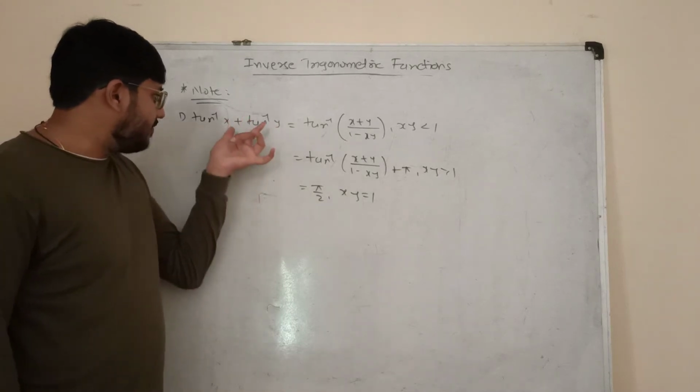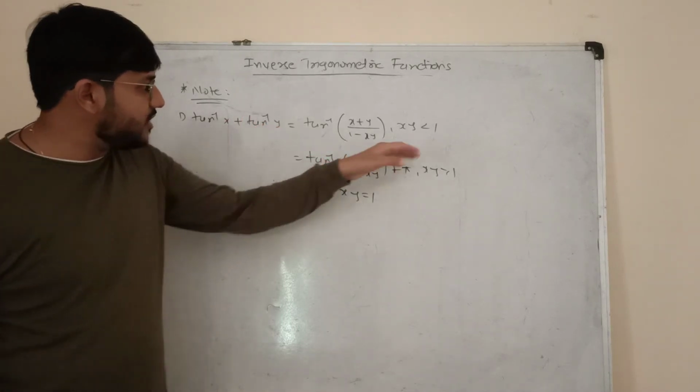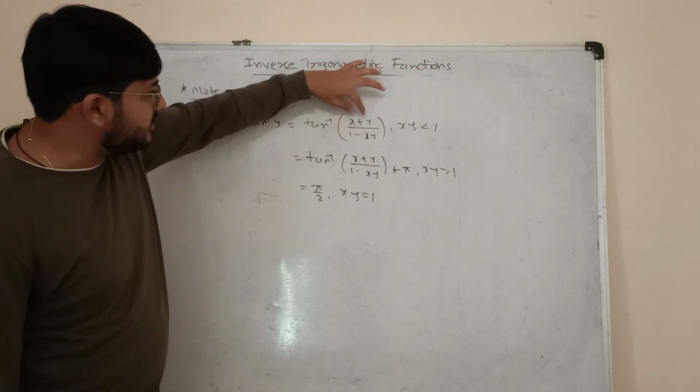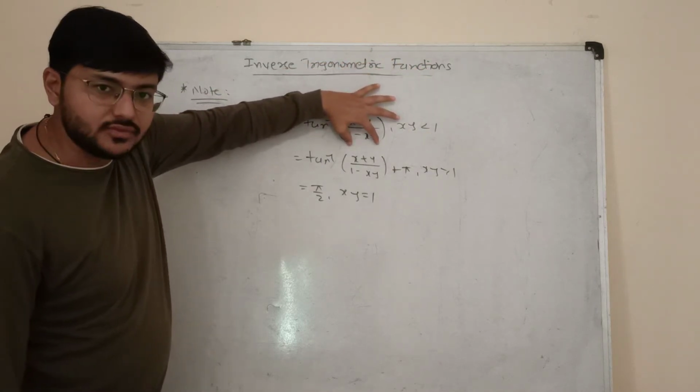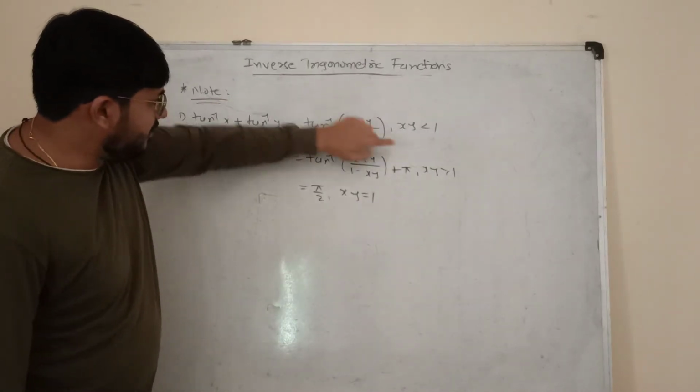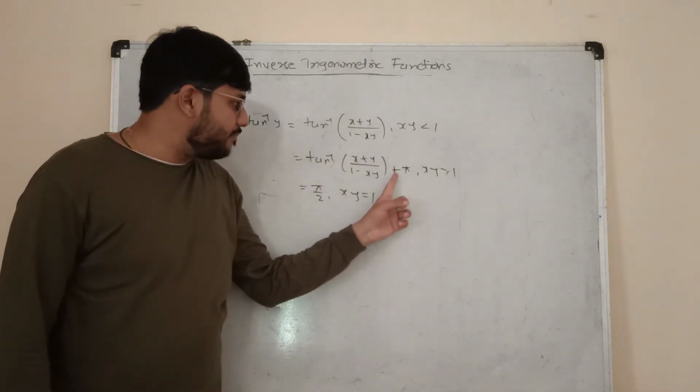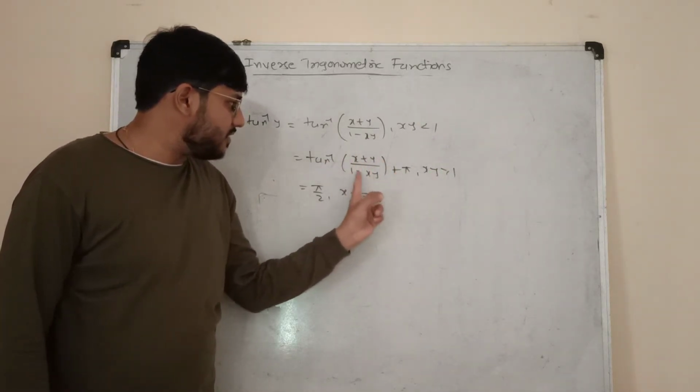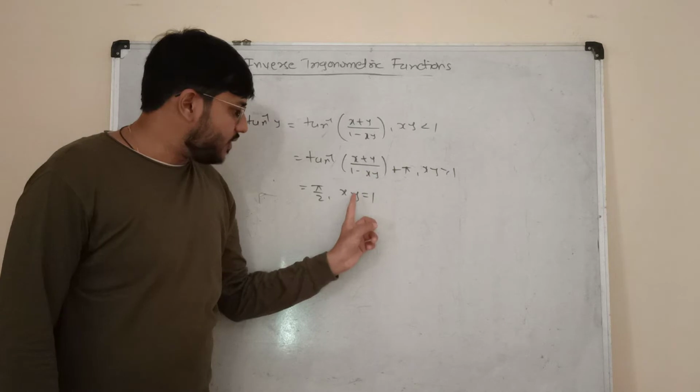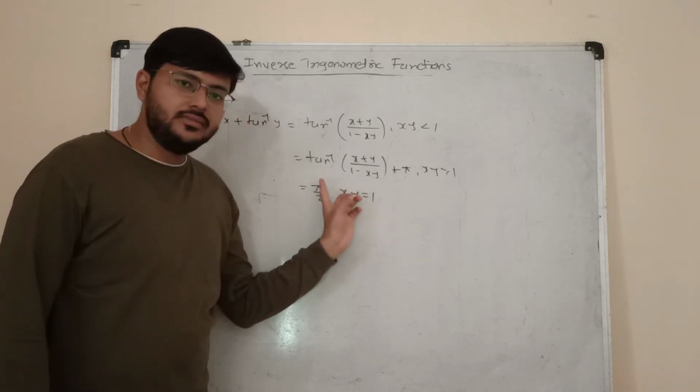If we have x and y and their multiplication xy is less than 1, then we can say that x plus y upon 1 minus xy is your answer. Then for xy greater than 1, we have to add pi, so it's pi plus tan inverse of x plus y upon 1 minus xy, and for xy equals 1, the answer will be pi by 2.